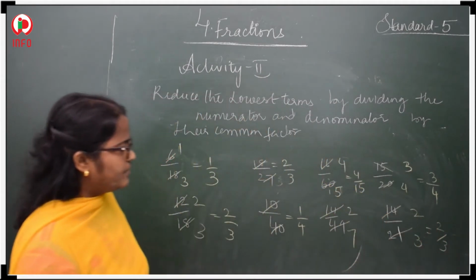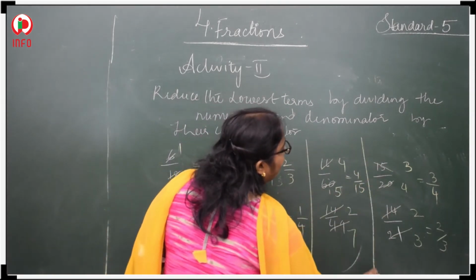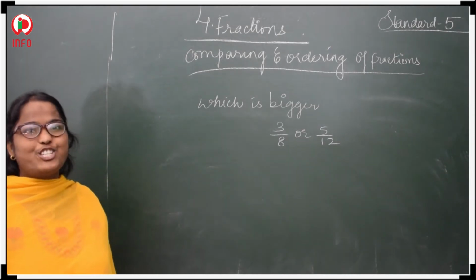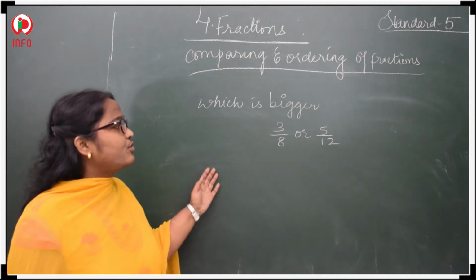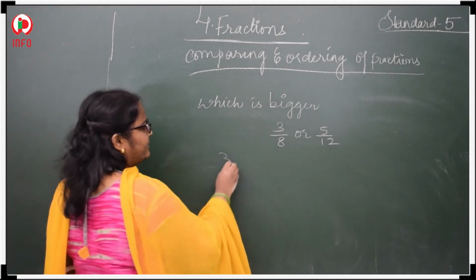Okay, so I hope you understood all the things. Yeah, keep going like this. The next is comparing and ordering of fractions. Okay, so now we have to check which is the bigger number. And how do we need to do it? We need to divide, right?